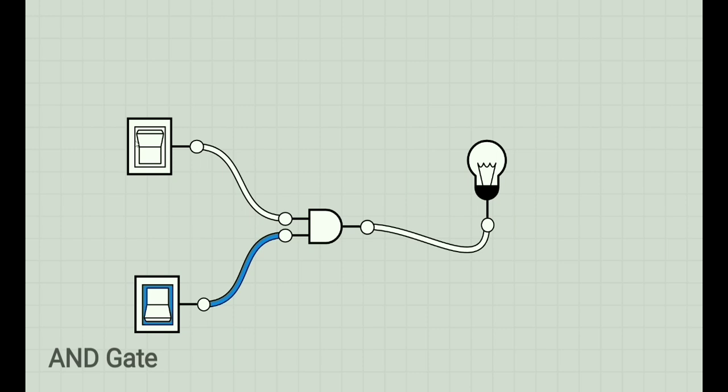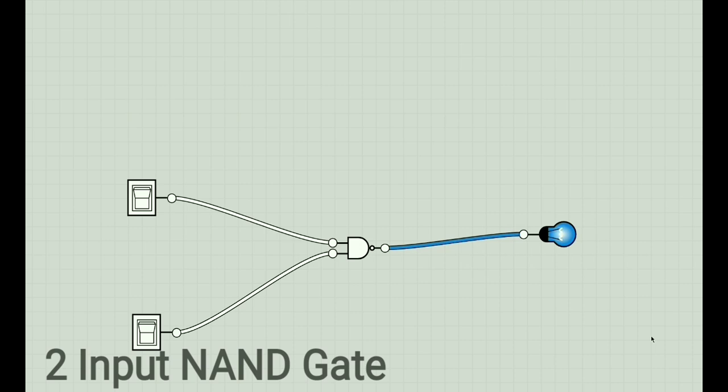At last, when we give both the inputs as 1, its output is 1, which shows the bulb glowing, which is switched on. Now let's see about the NAND gate.